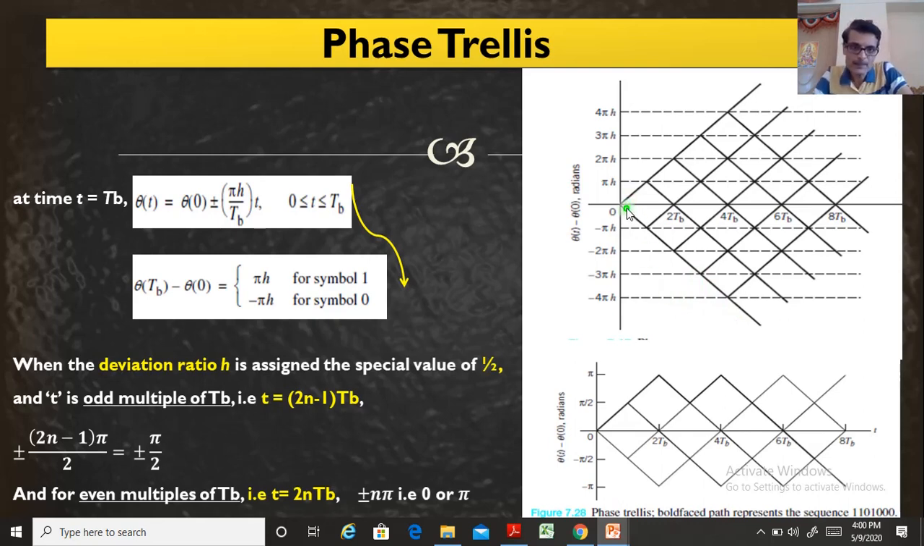Now, if the first bit is say 1, I increase the phase. If the next bit is 0, I decrease the phase by pi h. Again, if the next bit is 0, I decrease it. If the next bit is 1 from this particular point, it is increase of pi h. So 1, 0, 1, say 1, again 1, 0, 0, 0. Either you increase the phase or decrease the phase. See, that's how, depending on your data, the data can be anything. Depending on the data, this tree diagram can be considered.